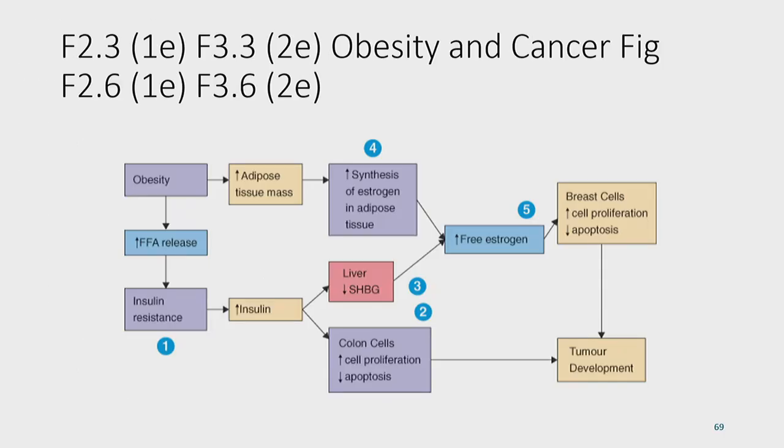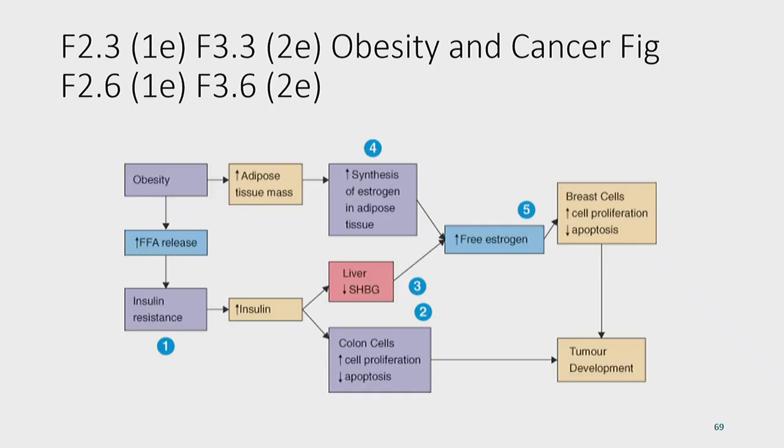So with this in mind, this figure shows how obesity can stimulate tumor growth, especially colon and breast tumors. Obesity increases the release of free fatty acids into the blood, which promotes insulin resistance and hyperinsulinemia by pathways that we've already discussed. This increased level of insulin acts on the liver to reduce levels of the sex hormone binding globulin, and this increases the levels of free estrogen in the blood.